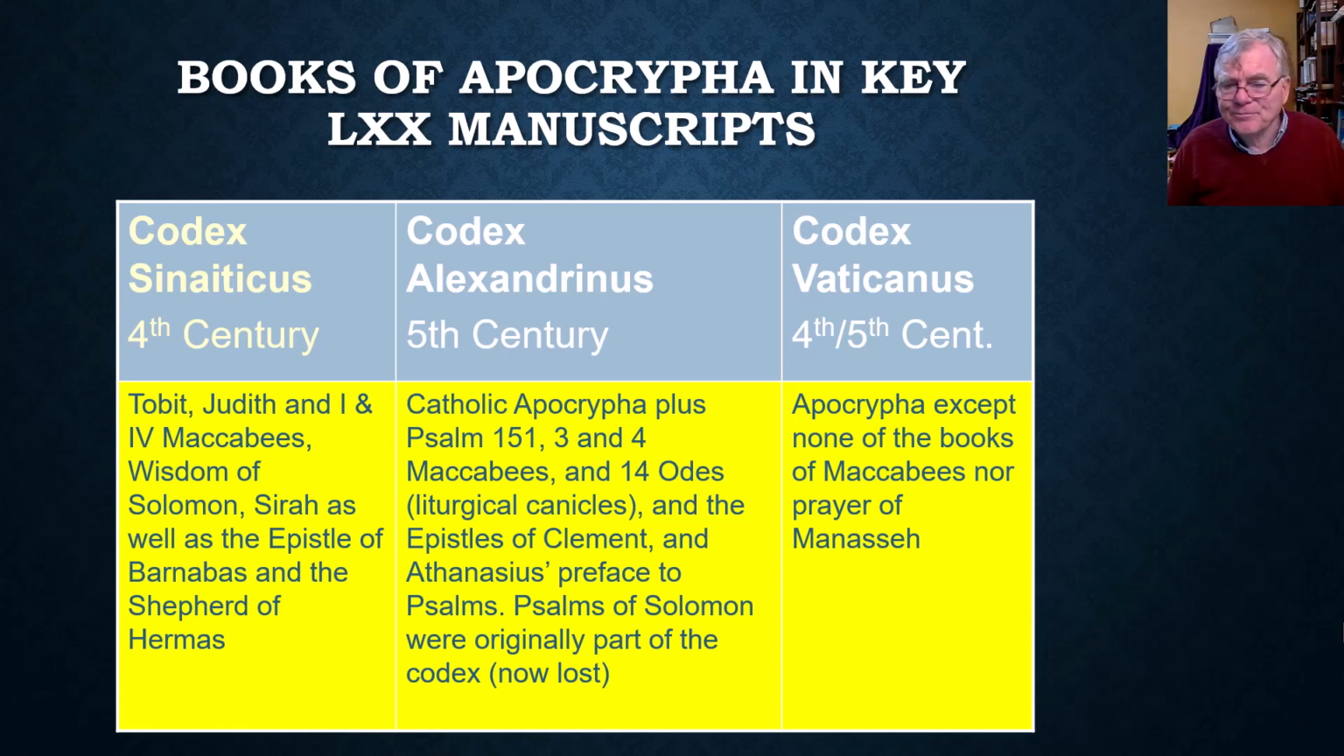And then if you go to another famous manuscript, Codex Vaticanus, all of these also have New Testament and/or early New Testament codices. Codex means it was a book. But anyway, the Apocrypha, except none of the books of Maccabees and the Prayer of Manasseh are in Codex Vaticanus. So again, it varies from manuscript to manuscript exactly what books of the Apocrypha are there, but most of them have at least some, if not the majority of the books of the Apocrypha in their printed editions.